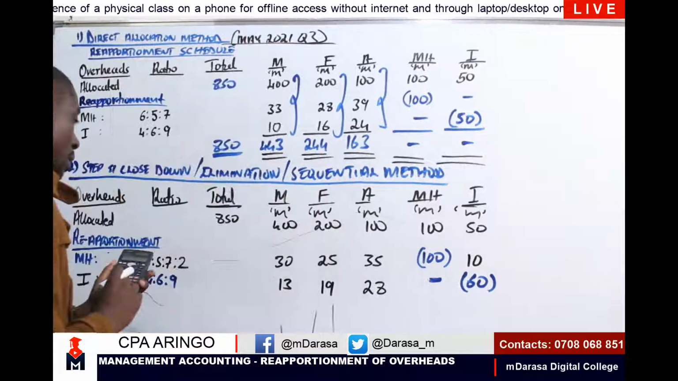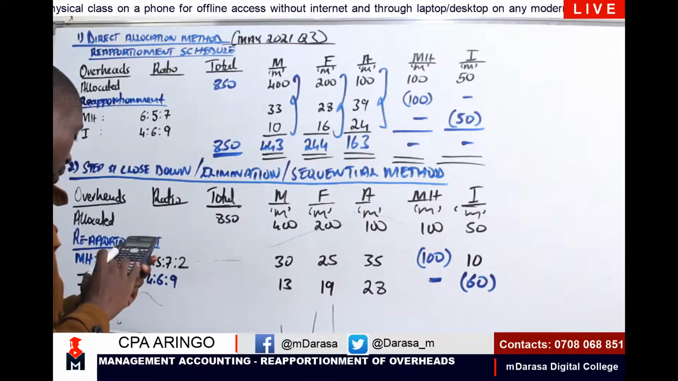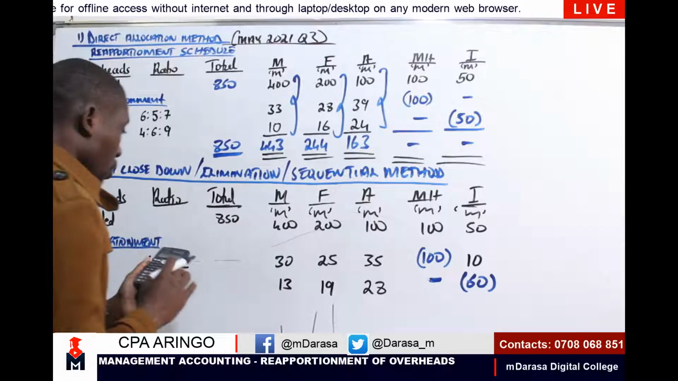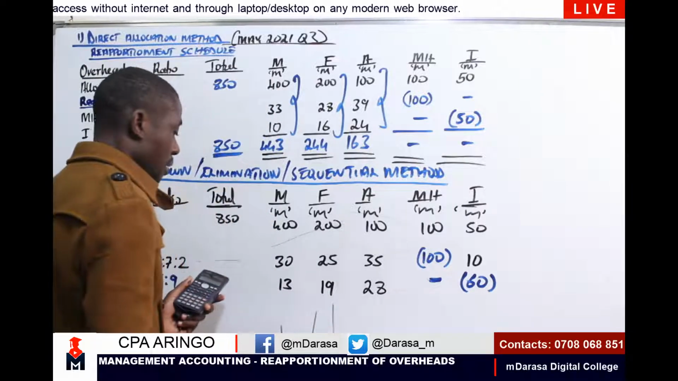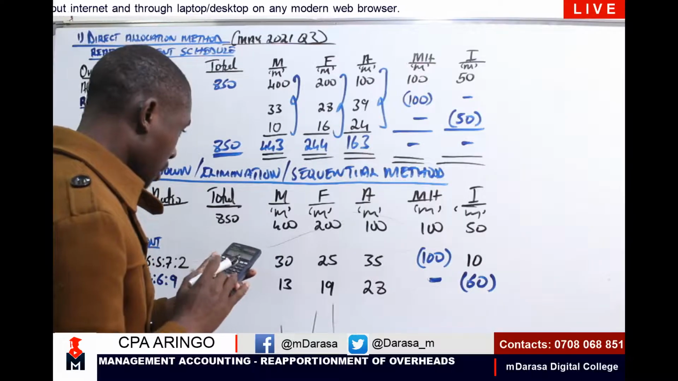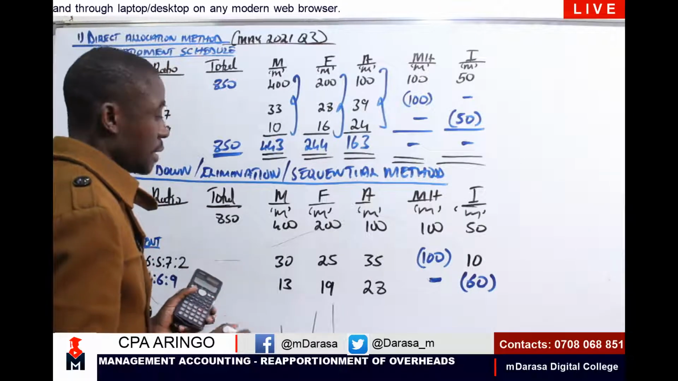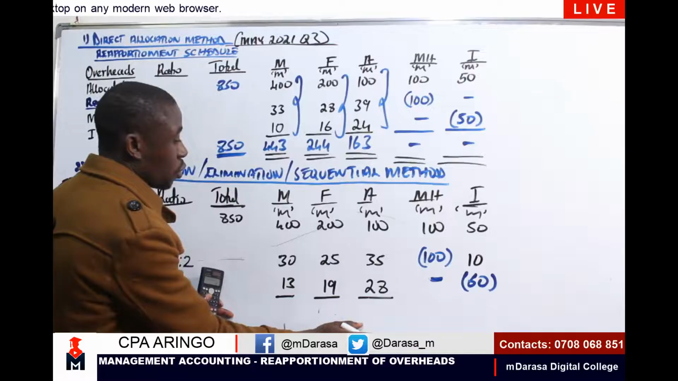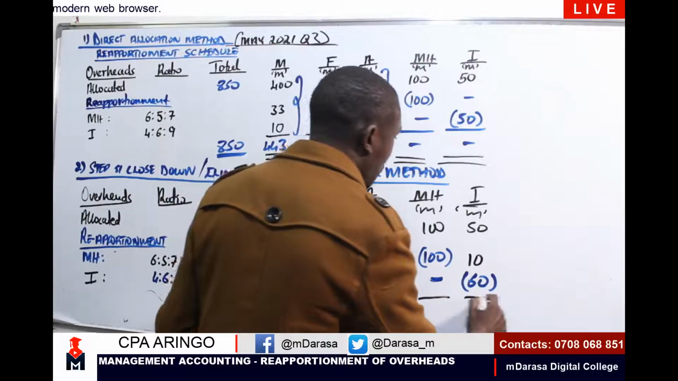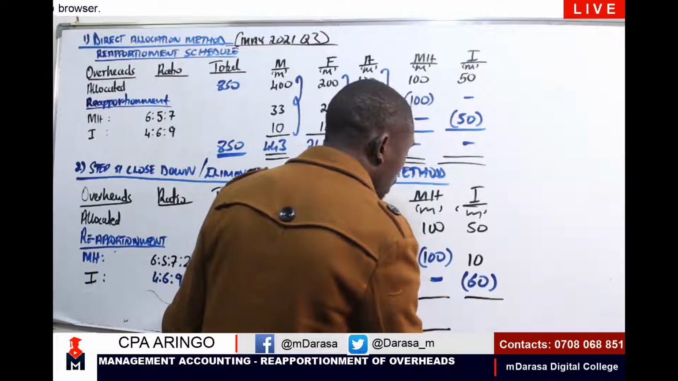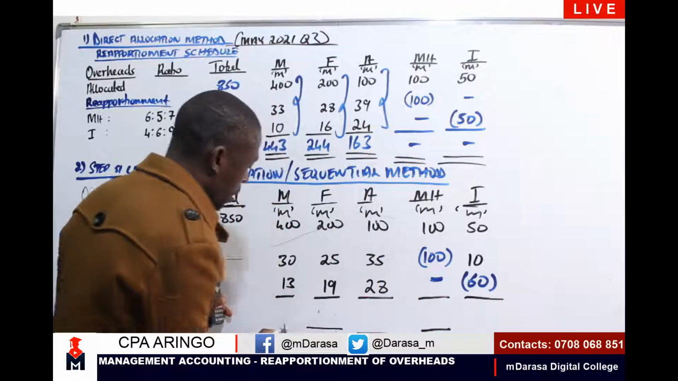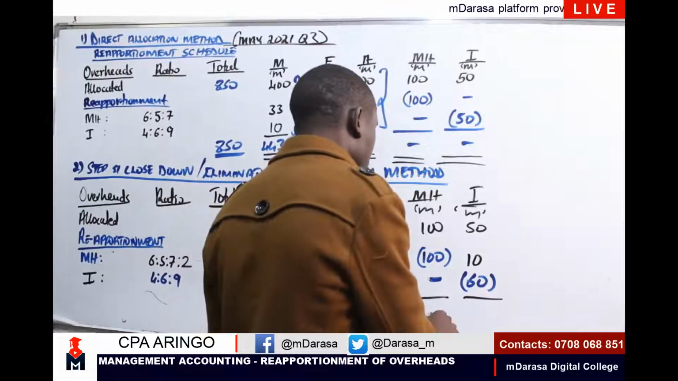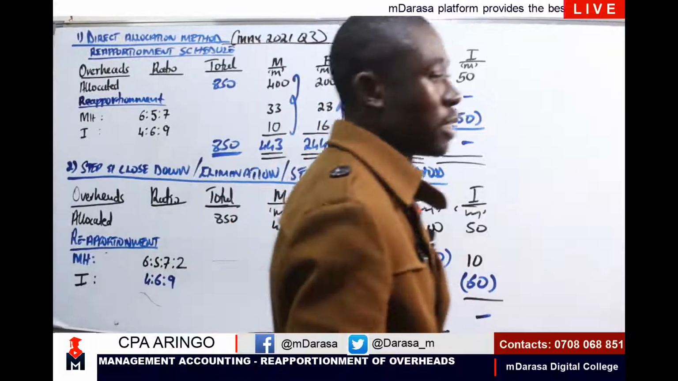So if we sum it up, 28 plus 19 plus 13 should give us 60.4, which is just 60. So I'm having 13 plus 19 plus 28, and that should give us 60. So at the end of the day, my good students, this is what I should be having. Now, for our production departments, keep in mind that we have eliminated the two service departments, so I should be having 0, 0.